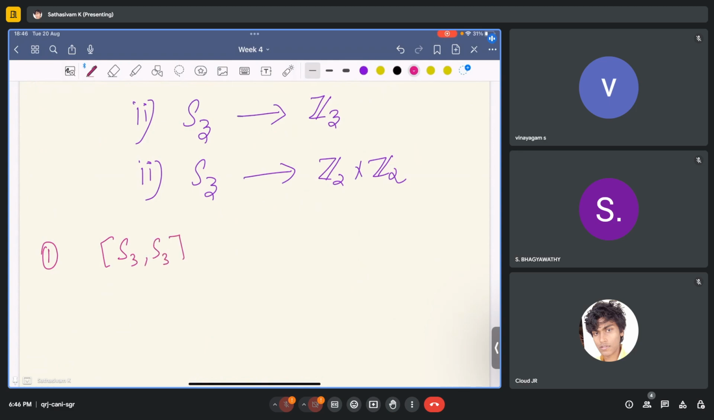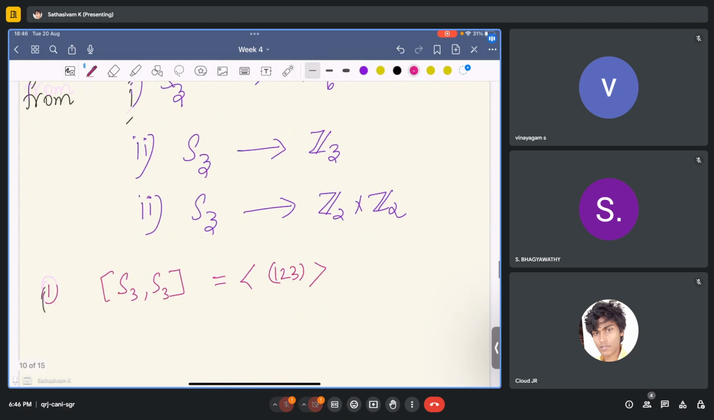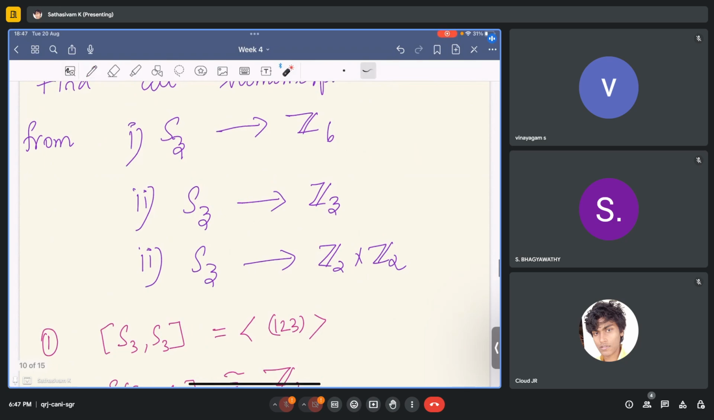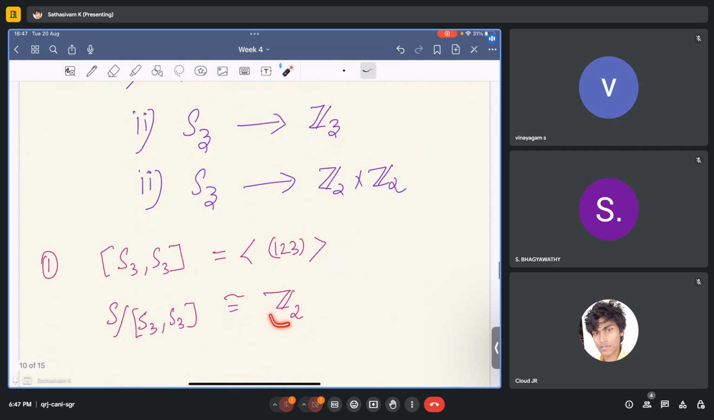This is not easy to find, okay, but you can prove that this is basically equal to the subgroup which we have seen. Okay, and then if you quotient S3 by the commutator, you can observe that this is basically isomorphic to Z2. So if you want to find a homomorphism from S3 to Z6, it's the same as finding a homomorphism from Z2 to Z6. Okay, so this we have done already.